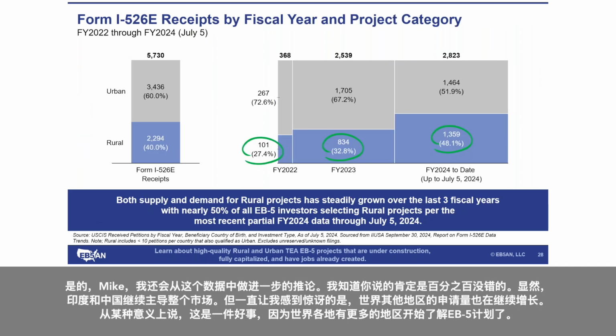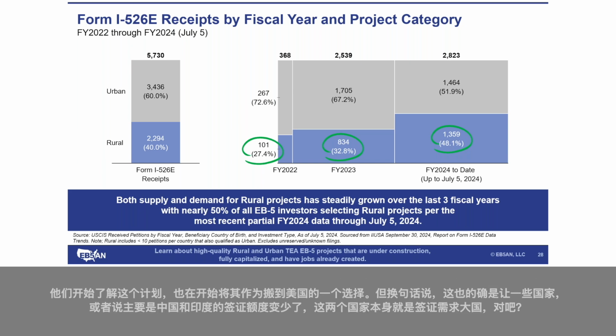Yeah, and I'll extrapolate from that further, Mike. I know you're 100% right. Obviously, India and China continue to dominate the market, but what always continues to surprise me is how much the rest of the world is continuing to grow. It's a great thing, in one sense, because more places around the world are finding out about the EB-5 program. They're looking into it and choosing it as an option to move to the US. But in another way, it does start taking away visas from other countries, more specifically India and China, that are looking for a lot of those visas, right?